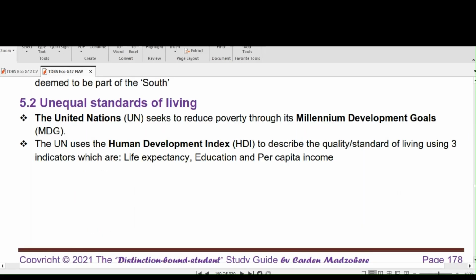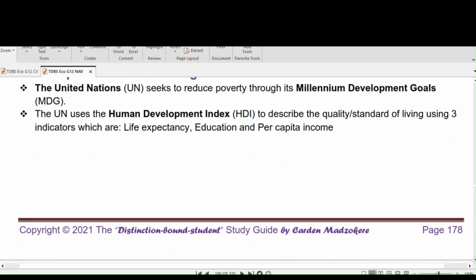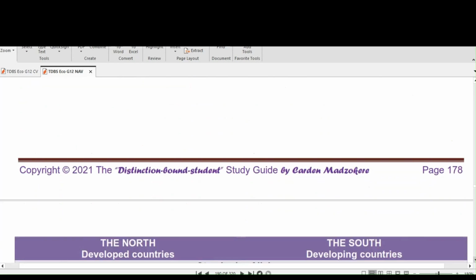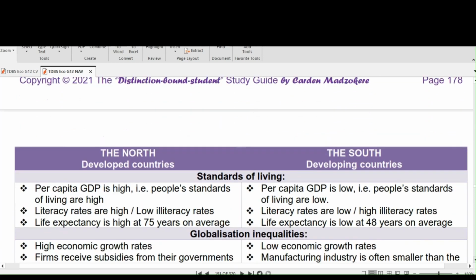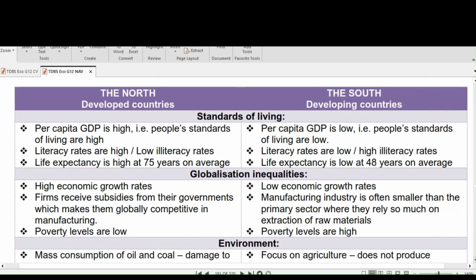Let's now look at unequal standards of living. The United Nations seeks to reduce poverty through its Millennium Development Goals. The UN uses the Human Development Index to describe the quality or standard of living using 3 indicators, which are life expectancy, education, and per capita income. Kayleen will now give us the difference between the North and the South.